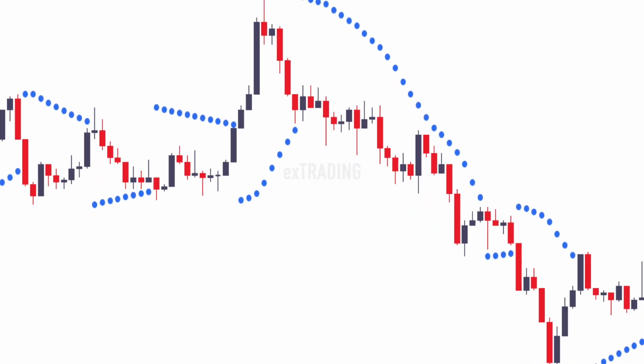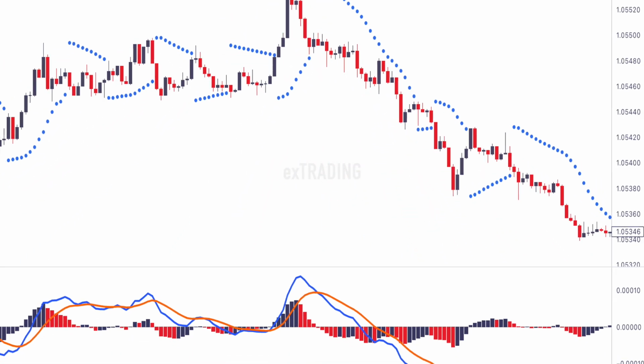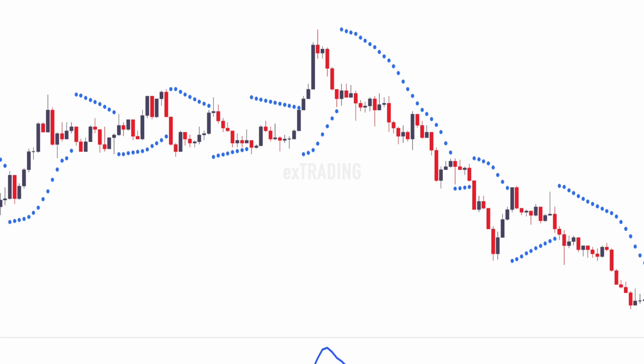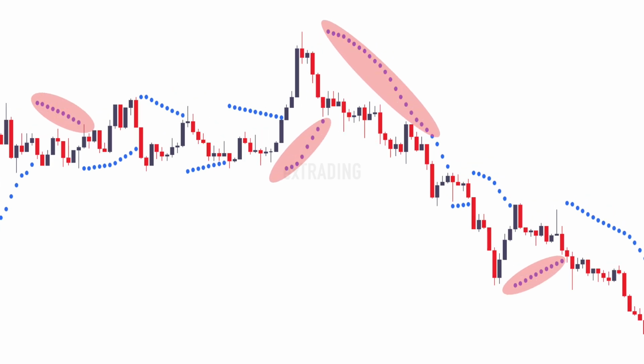The Parabolic SAR can help you filter false signals. The Parabolic SAR is a trend-following indicator, meaning it will follow the current trend of the chart. It is displayed as a series of dots and is placed on the chart in relation to the price of the asset.